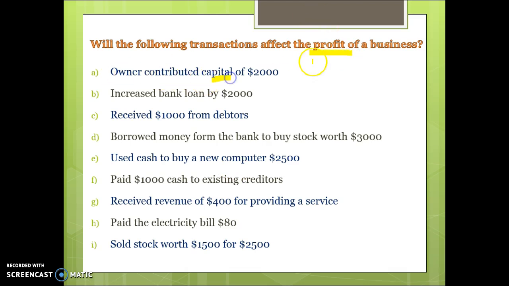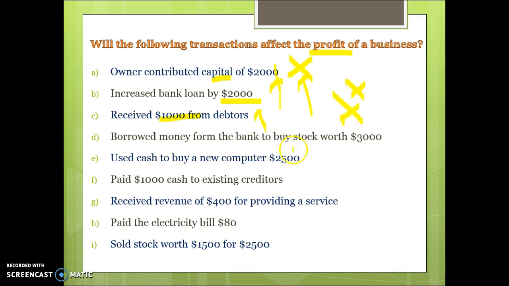If the owner contributes capital, okay, that's not revenue or expenditure, that's an owner's contribution. If there's an increased bank loan by $2,000, so what would happen is your asset cash would go up by $2,000, assuming that you're using the money for cash, and your liability bank loan would increase. Both would go up by the same amount, and therefore it's not an expense or revenue because both assets and liabilities have changed by the same amount. You receive $1,000 from your debtors. Your asset debtors goes down by $1,000, but your asset cash goes up by $1,000, and therefore assets stay the same. It's not an example of a revenue.